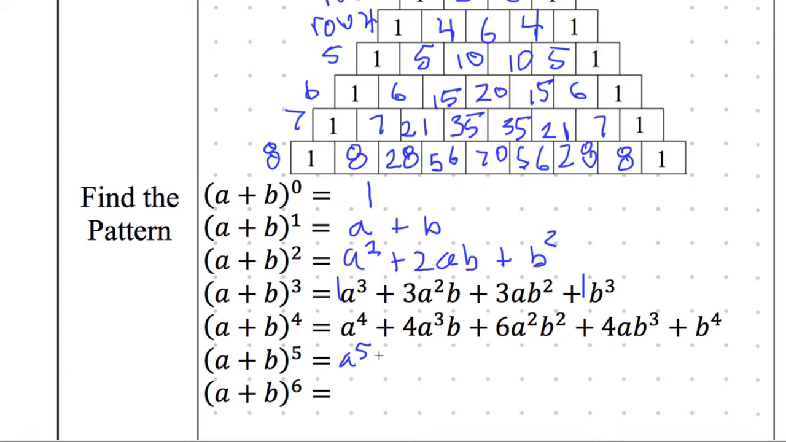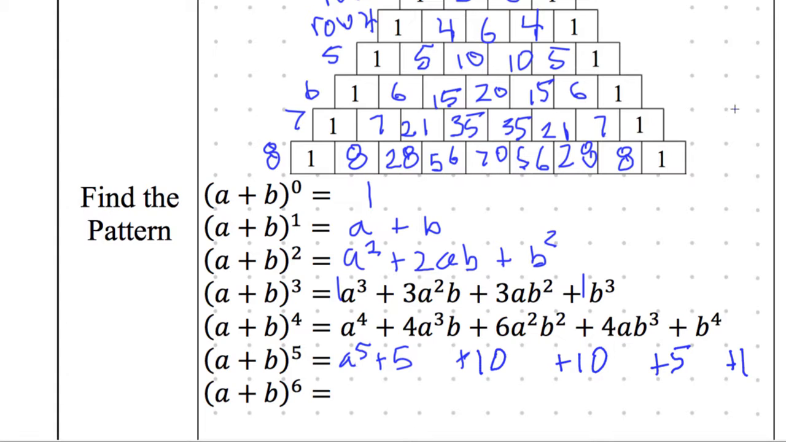So 1 plus 10 something plus 10 something. Wait, I skipped one, didn't I? Oh, I'm so sorry. I forgot my 5. 1 plus 5 something plus 5 something. Oh my god, I cannot think today. I don't know what's going on. Plus 10 plus 5, and then plus 1. All right, 1, 5, 10, 10, 5, 1. Okay, that matches up with that row.